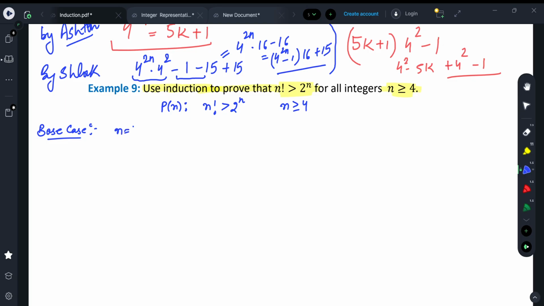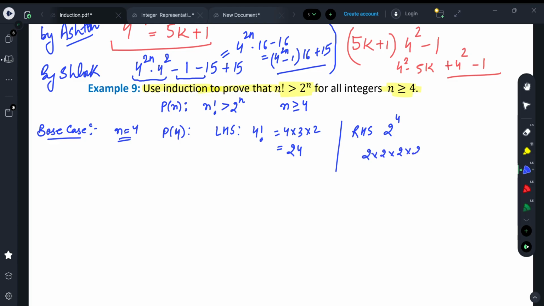Well, do n equals 4. So we are looking for P4. What is 4 factorial? The left hand side is 4 factorial, which is 4 times 3 times 2, which is 12 times 2, 24. What is the right hand side? The right hand side is 2 to the power 4. Right? So this is 2 times 2 times 2 times 2, which is 16. Well, clearly 24 is greater than 16. So P4 is true.